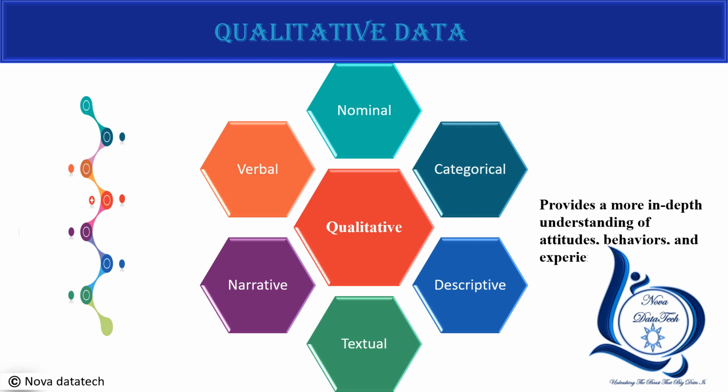Narrative. Narrative data is collected in the form of stories, personal accounts, or descriptions describing a given phenomena in that case. And to finish with qualitative data, we have verbal data, and this type of data is collected through verbal communication such as interviews, focus groups, or observation.